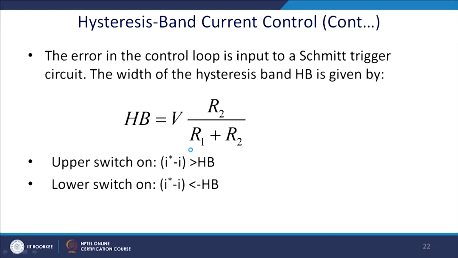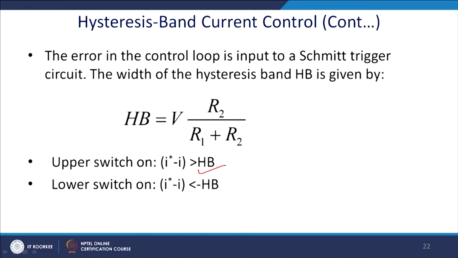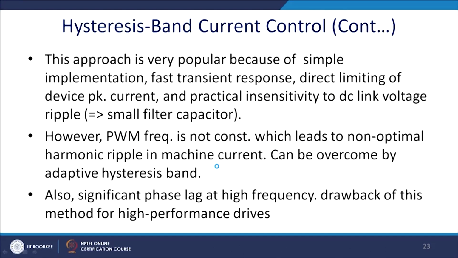Now, how can you generate this hysteresis band? You can take the ratio. This ratio will be R2 by R1 plus R2. It can be 1%, it can be 5%, or you can tune it optimally depending on the switches. When the upper switch is on, and it goes low, it goes to the upper circuit, and when it reaches minus HB, the lower switch should be on.